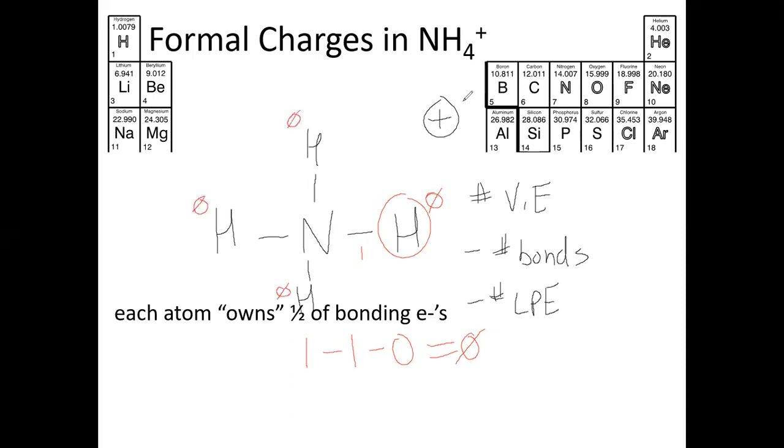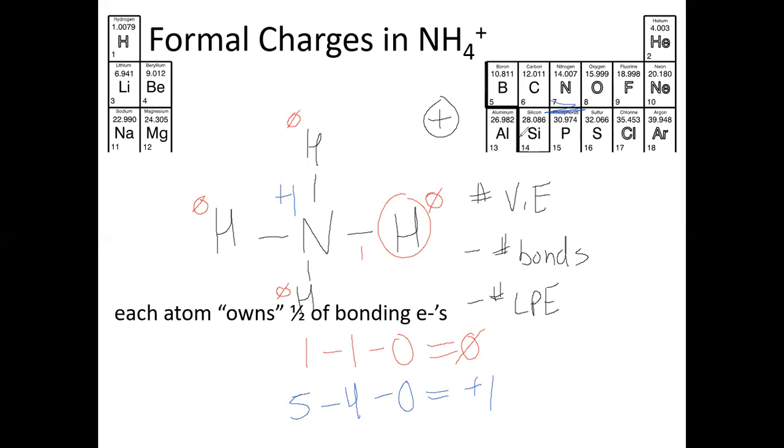That makes sense. All right, so now we're going to take a look at nitrogen. Nitrogen has 5 valence electrons. You can use the table up here, right? In the 5th column. Our nitrogen has 4 bonds, right? And now it has no lone pair electrons. So 5 minus 4 minus 0 equals, look at that, +1. The charge of my nitrogen is +1.